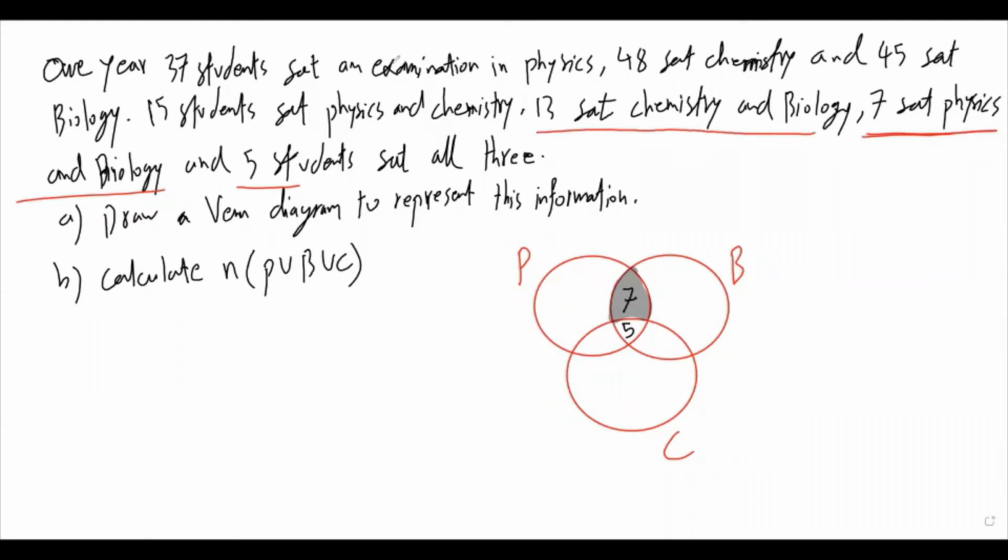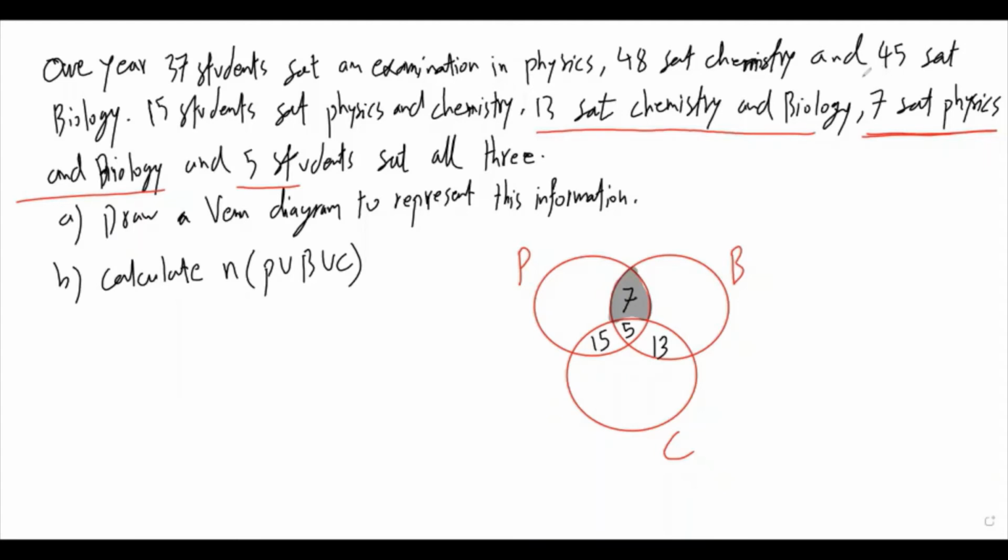We have 13 sat biology and chemistry. Similarly, I'm going to use the same logic. So this region is 13, not 13 minus 5. And 15 is here: 15 students sat physics and chemistry.